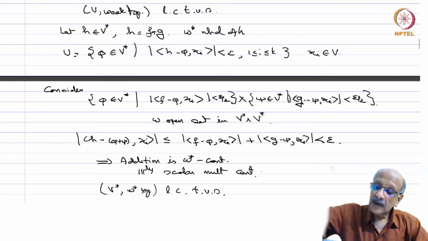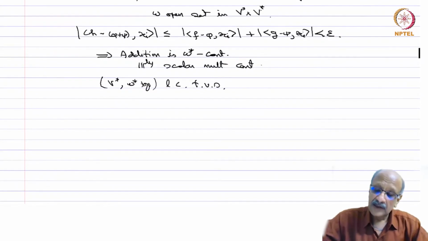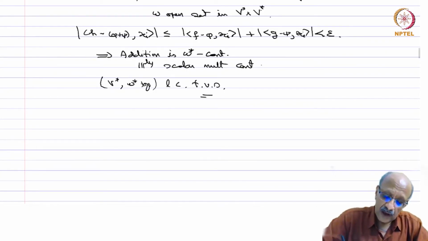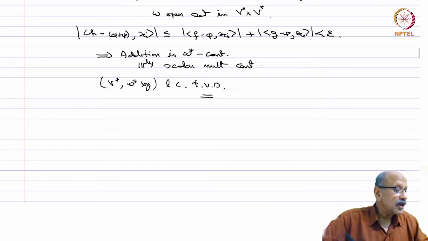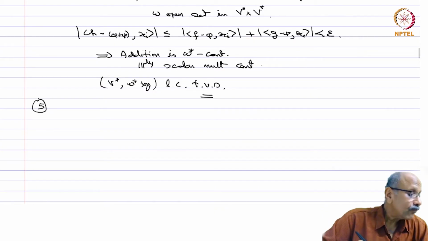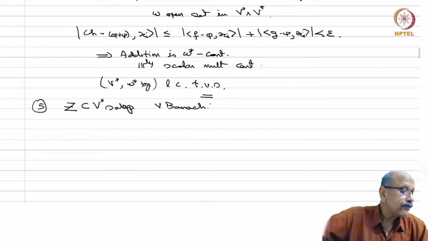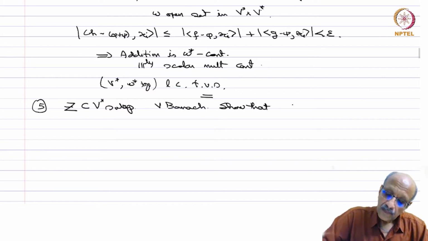So I have made a remark earlier that if you have a locally convex topological vector space, then all the Hahn-Banach theorems can be reproduced, and therefore the Hahn-Banach theorems are all there. So now let us do the following, exercise 5. Z contained in V star, a subspace, V Banach. Show that the Z closure in the weak star topology is nothing but Z perp perp.